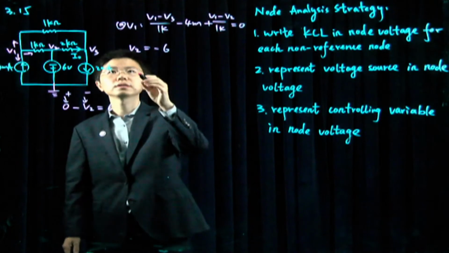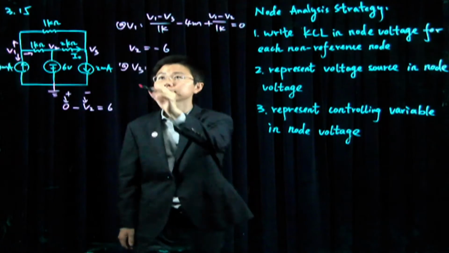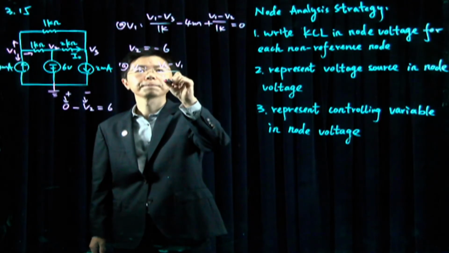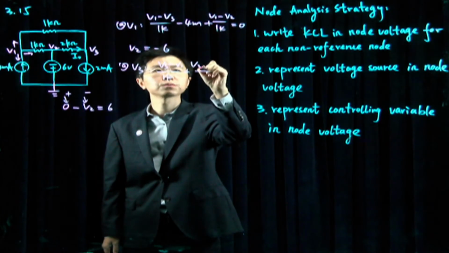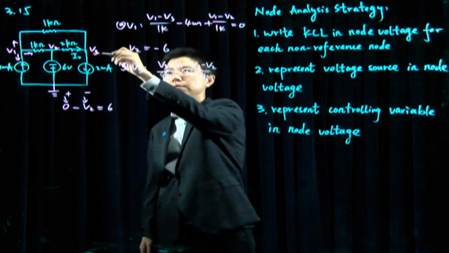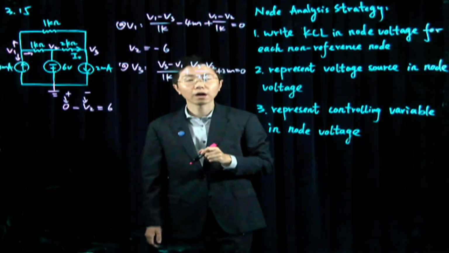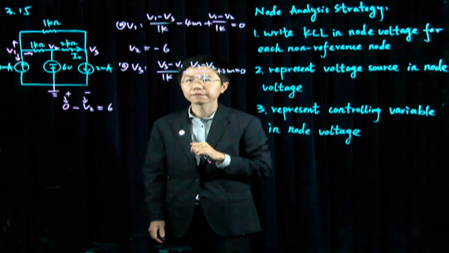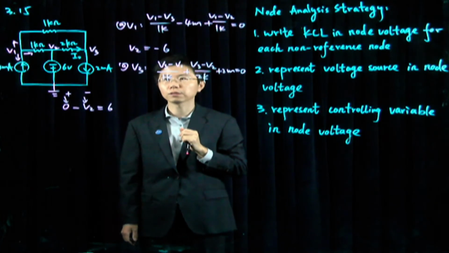Then moving to the next node, at node V3, again starting with the top branch, I have V3 minus V1. For the middle branch, I have V3 minus V2; this is a 2K direct resistor. This time the current is leaving, so minus 2 amp equals 0. So now I have 3 linear equations, which are independent, with 3 unknown variables, V1, V2, V3. I can easily solve for all of my node voltages.